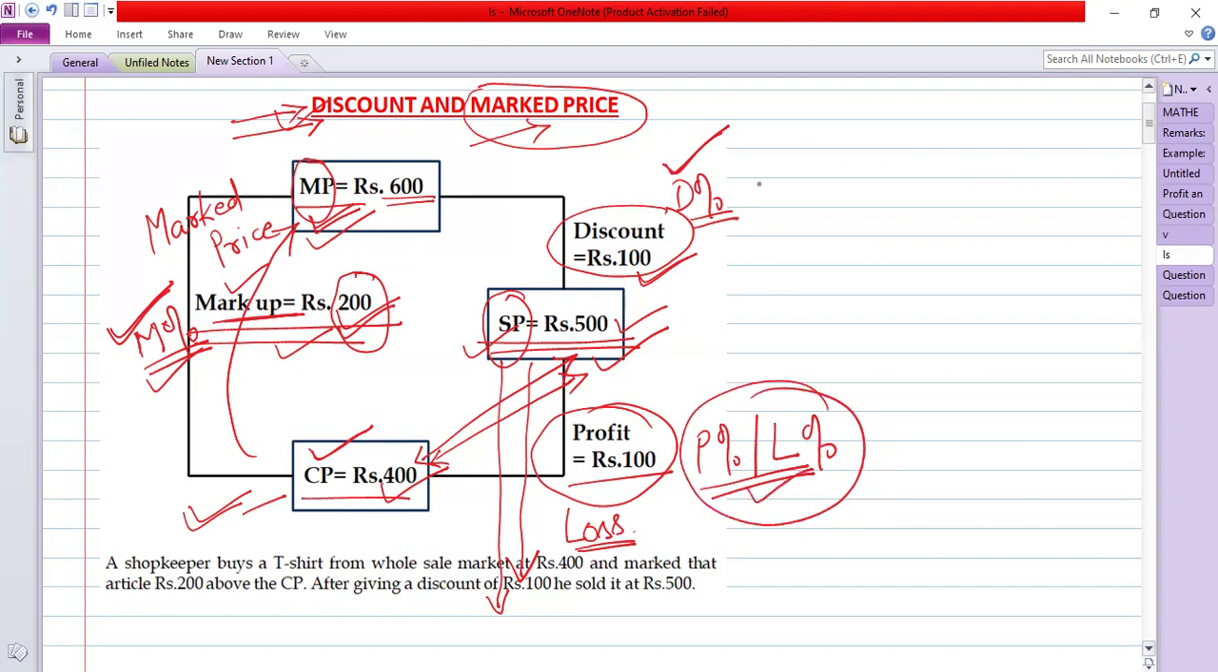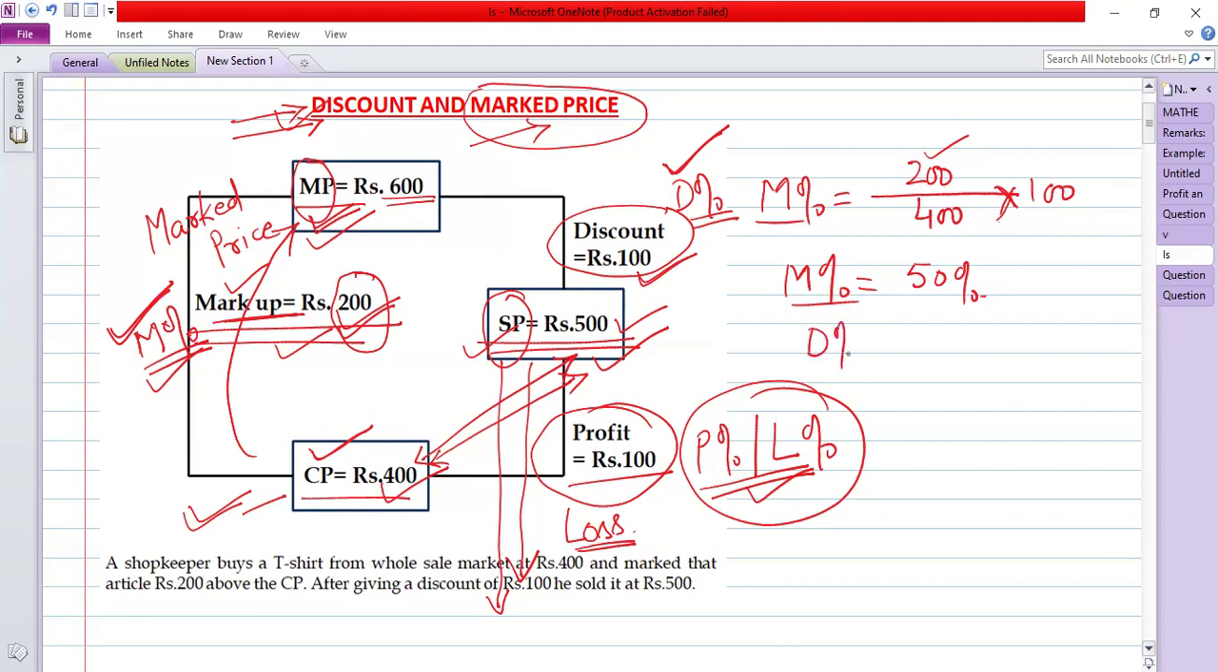Now here, what will be this M percent, meaning the markup percent? It will be nothing but the markup amount, which is 200, divided by the cost price, 400, and into 100. If one calculates this, it will come out to be 50%. So here this M percent is 50%.